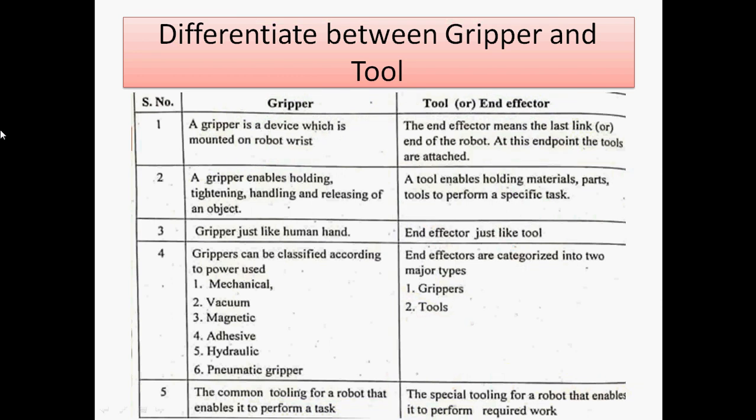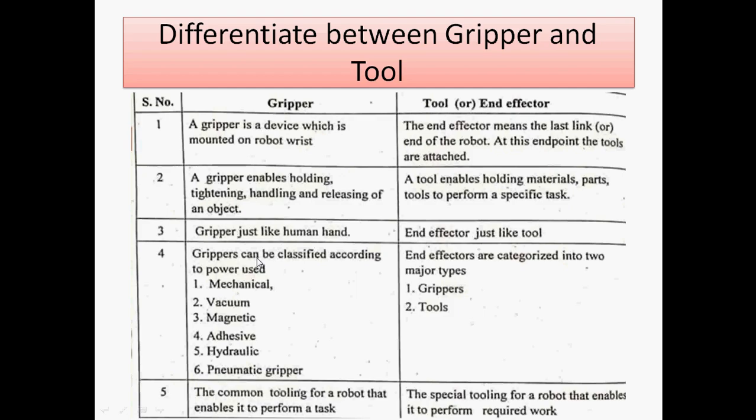Next we discuss the difference between the gripper and the tool. A gripper is a device mounted on a robot wrist, but the tool is present at the last link, and it is the endpoint to which the tool is attached. A gripper enables holding, tightening, handling, and releasing of objects, but a tool enables holding materials, parts, and tools to perform a specific task. This is the difference between gripper and tool. The gripper is just like a human hand, but the tool is just like a tool.